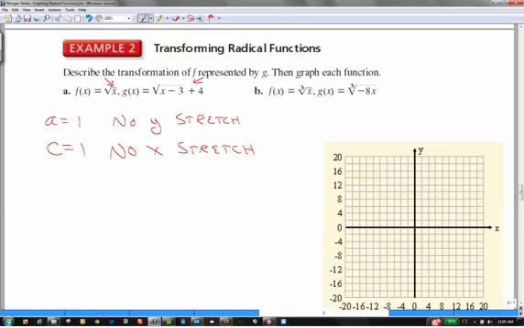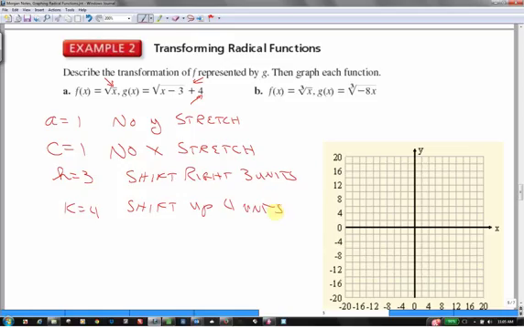And now let's see what's happening. We have h is actually equal to 3, so this is going to be a shift right by 3 units, and the k value is 4. That's a shift up 4 units. Okay, so let's quickly make the table and shift it.